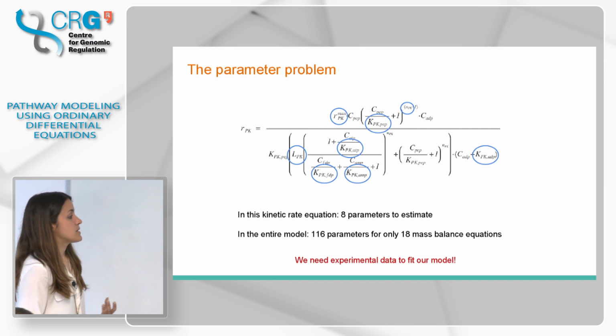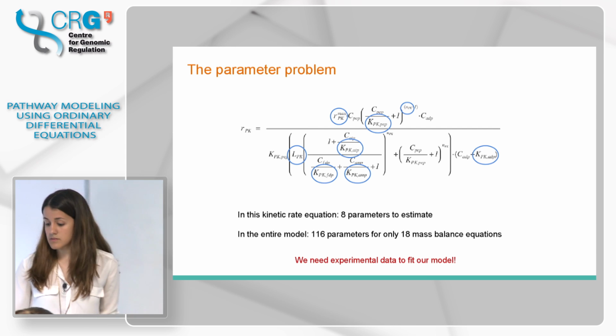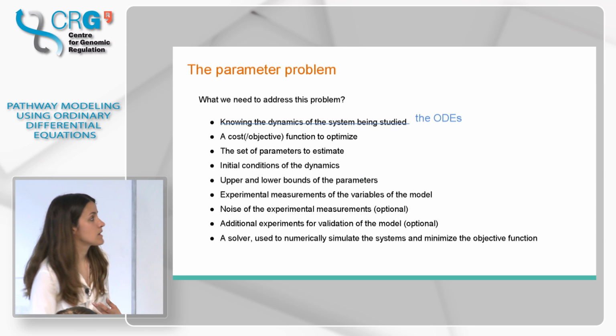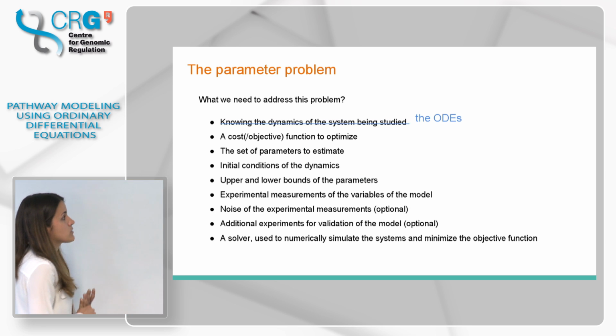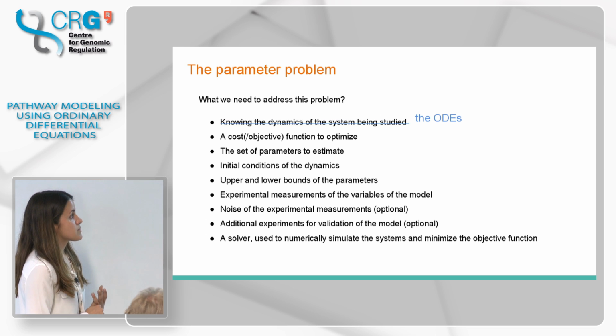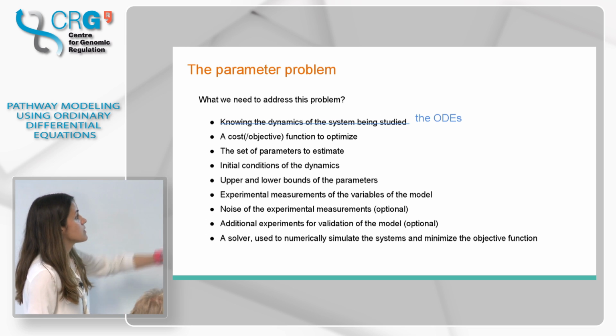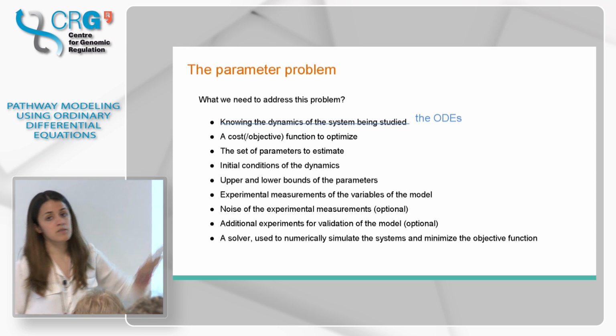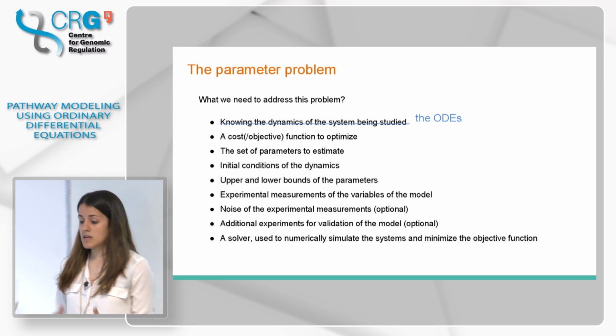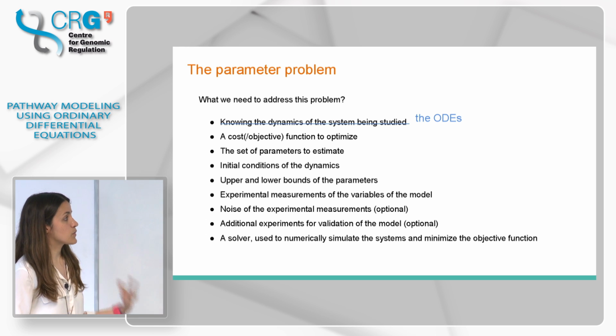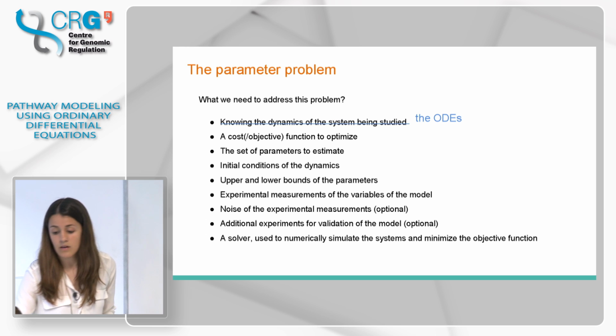So we need experimental data to fit our model. So why do we need to address this parameter estimation problem? First of all, we need to know the dynamics of the system that we are studying. And this is the set of kinetic equations that we were writing before. These are the ODEs.